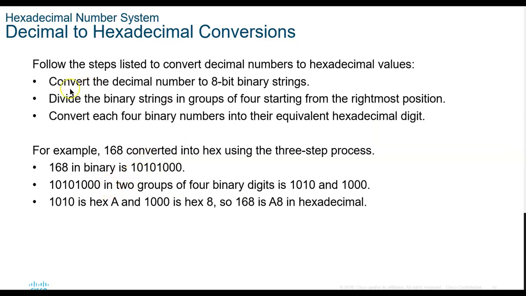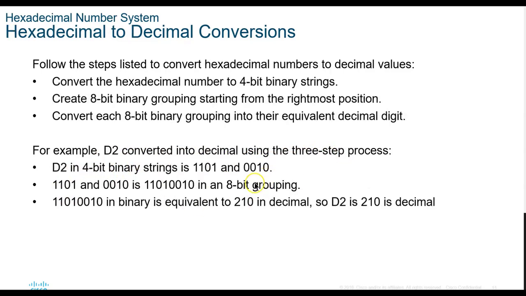Okay, moving on. So decimal to hexadecimal conversions. Follow the steps listed to convert decimal numbers to hexadecimal values. Convert the decimal number to 8-bit binary strings. And as you can see right here, you took one, for example, 168, and converted it to hex using a 3-step approach. And then hexadecimal to decimal conversions. Like I said, you're going to read through it. We got videos in there about it. If you have any questions, you can ask me.